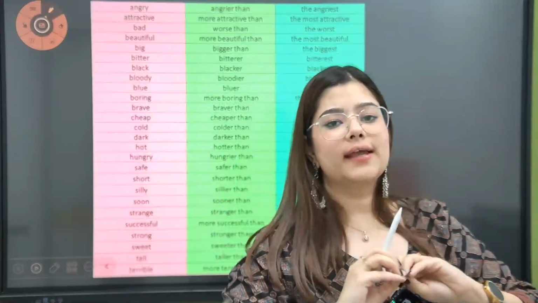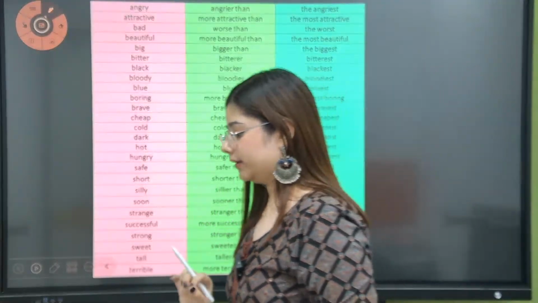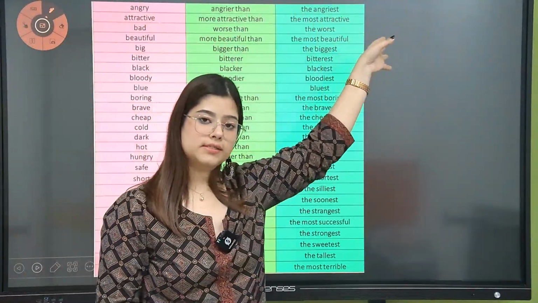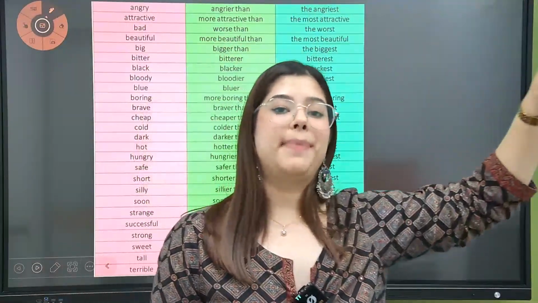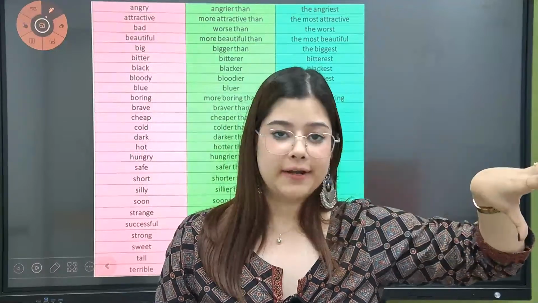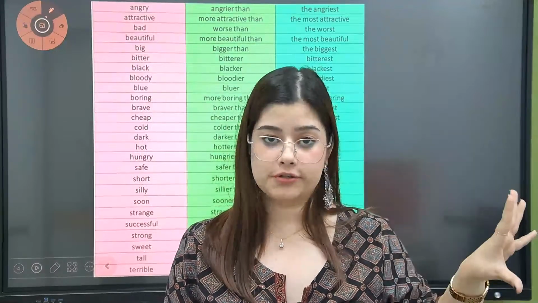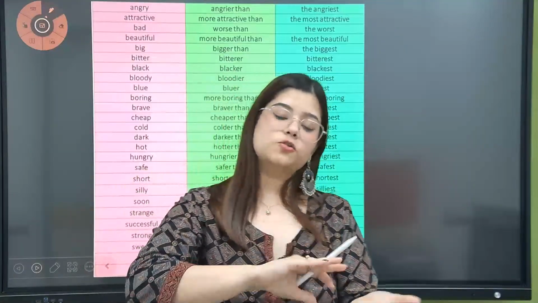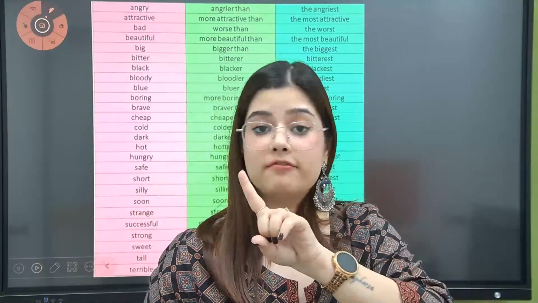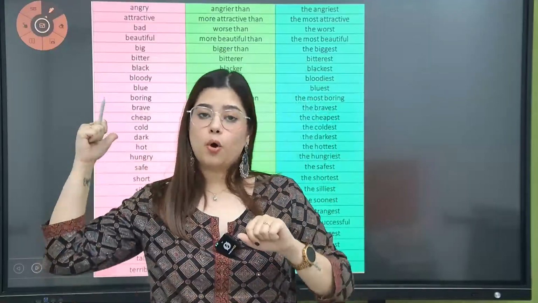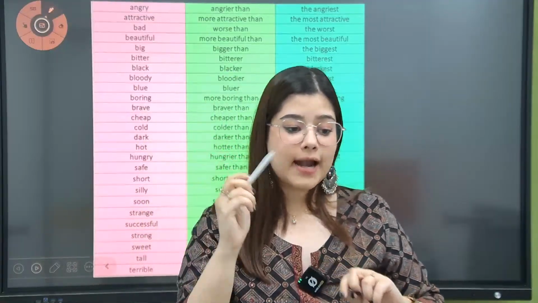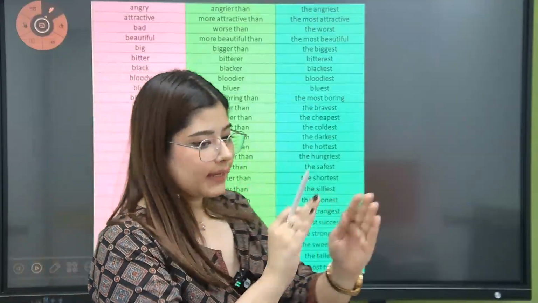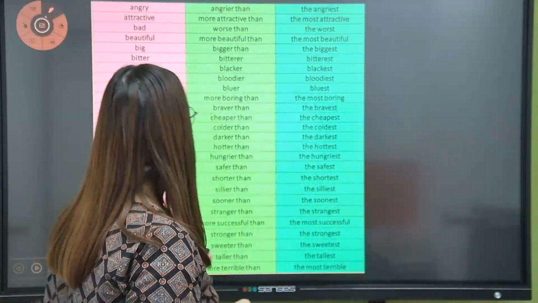And then there are irregular words, which have no fixed pattern. So for example, bad, worse, worst. Good, better, best. I will not use more better. I would not use more worse, because better is already in its comparative form. Worse is already in its comparative form. So I will not use double comparatives. We'll talk about it in the upcoming slides, that we should refrain from using double comparatives. That would make the entire sentence incorrect.